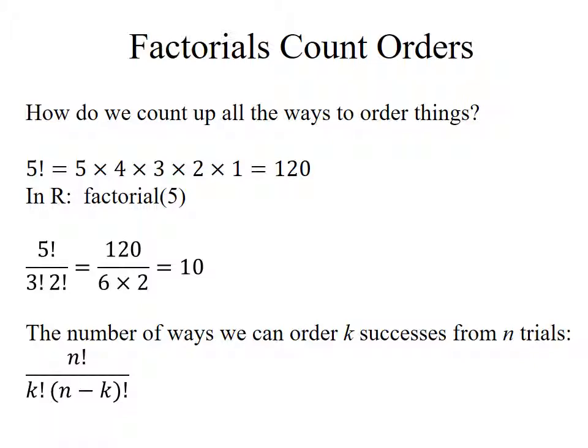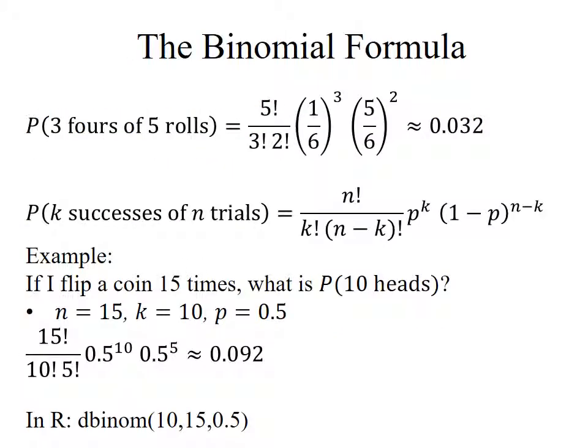In general, the number of ways we can order k successes from n trials, so k is the number of successes I've got, n is the total number of trials I've got, is n factorial over k factorial, and then n minus k gives me the number of, in this case, failures, not 4s, n minus k factorial. That allows me to calculate all of this out in general, no matter how many things I've got, no matter how many trials, how big k and n are. That formula is bulletproof. It will always work. It will always count the number of ways that things can be ordered.